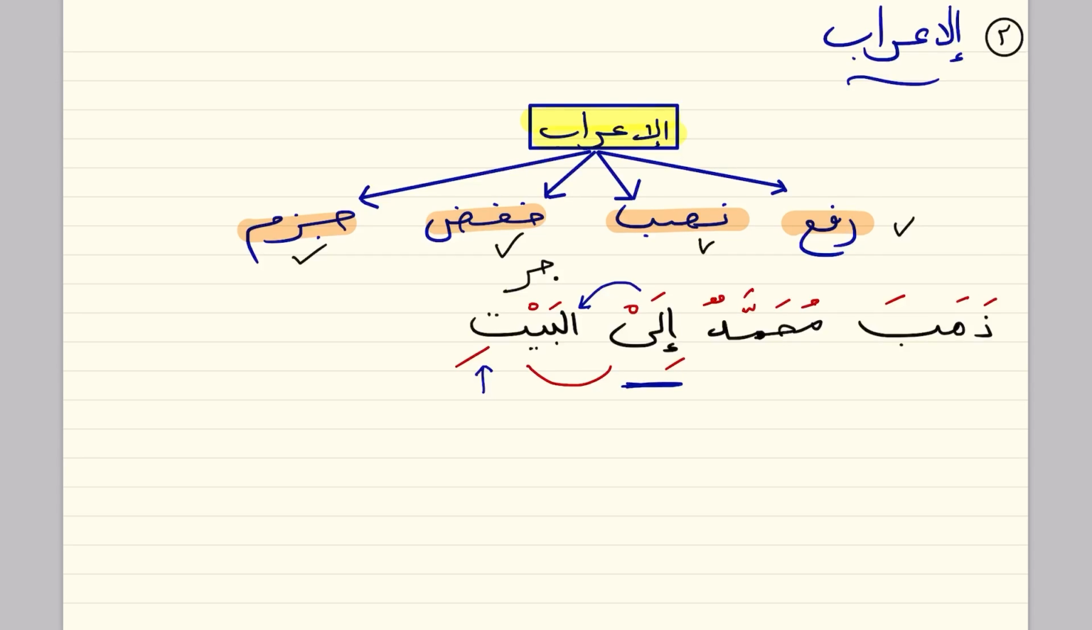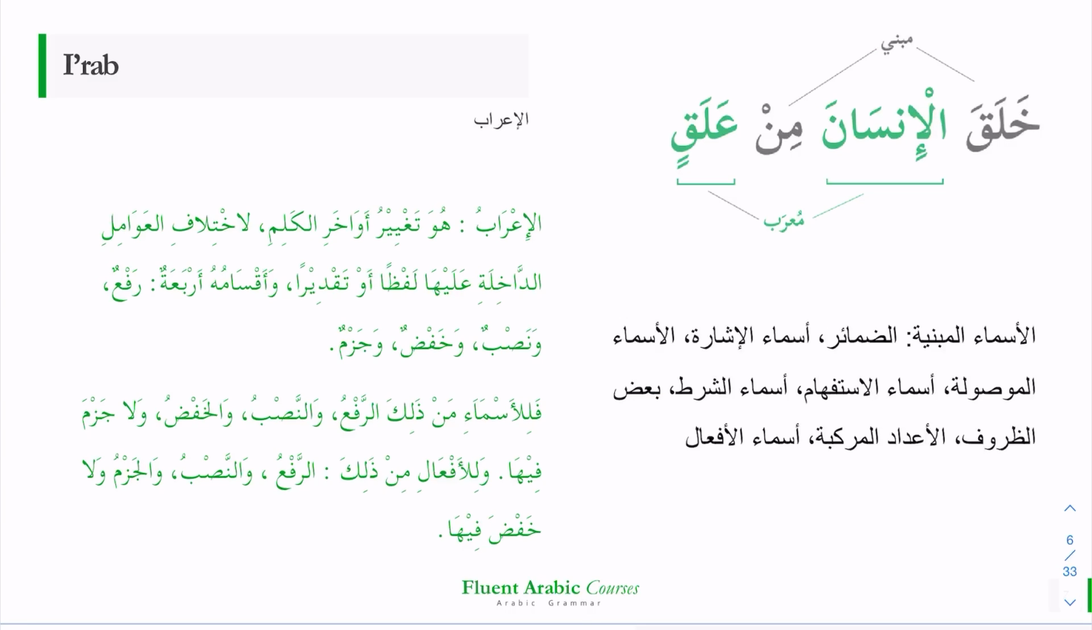And so as we progress through the lessons, we are going to learn these rules and the reasoning and the grammar behind the haraka that we're going to put at the ends of the words, or in other words, the i'rab of the words. وأقسامه أربعة. We saw the states of الإعراب: رفع ونصب وخفض وجزم.